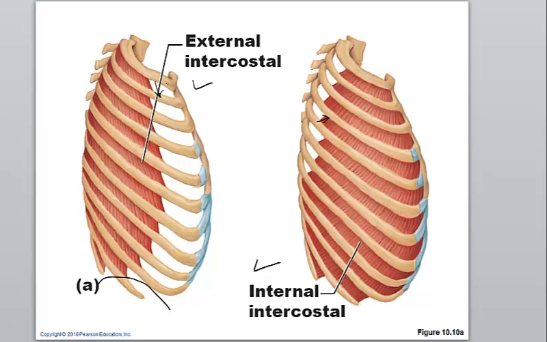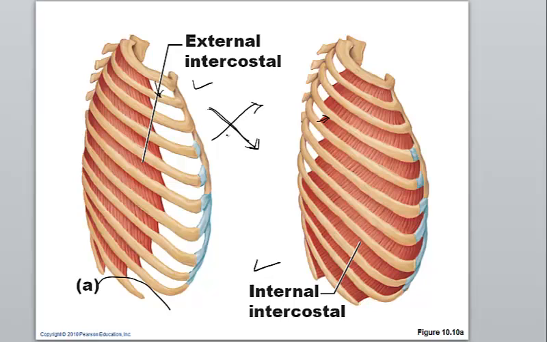Because of how its fascicles run, if you look at your rib cage, you're going to have a crisscross kind of muscle going on. The one starting from above going down below will be your external. The one starting from below going above will be your internal. Why do you have this crisscross? So you have proper movement of your rib cage.